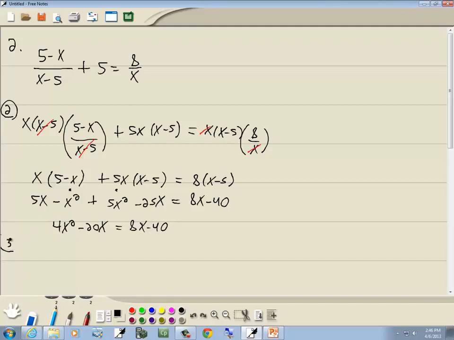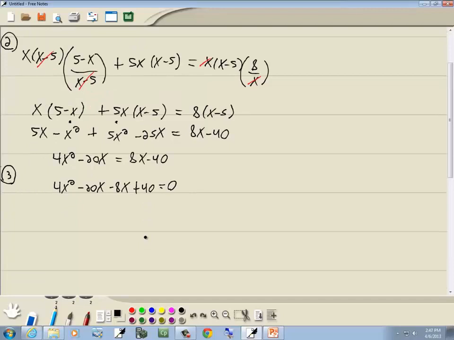Now step 3 is we want to solve. In this case we want to solve for x. And we have a quadratic. We have an x squared, so we want to get everything over to one side, 0 on the other. So I'll take the 8x minus 40 over. So we've got 4x squared minus 20x minus 8x plus 40 equal to 0. Which gives us 4x squared minus 28x plus 40 equal to 0.